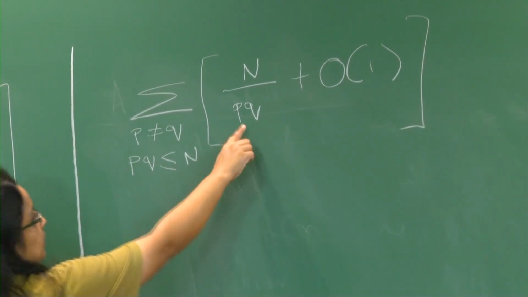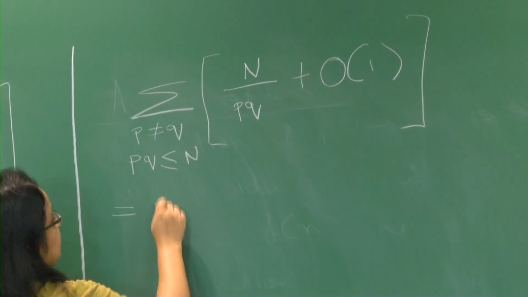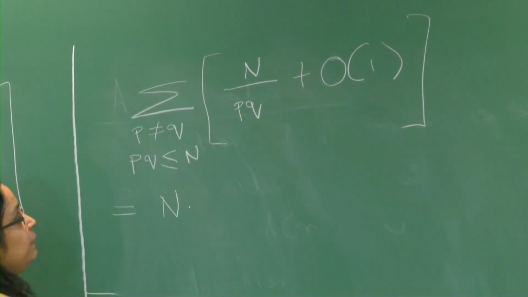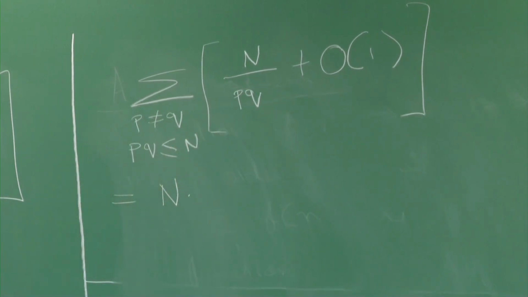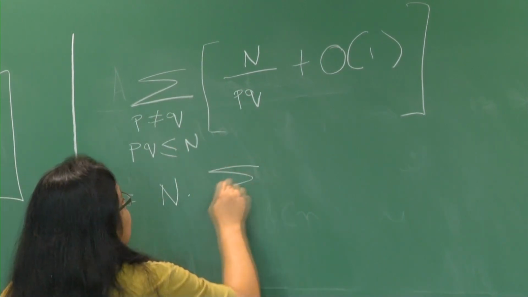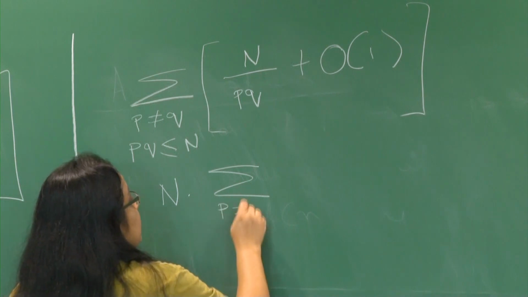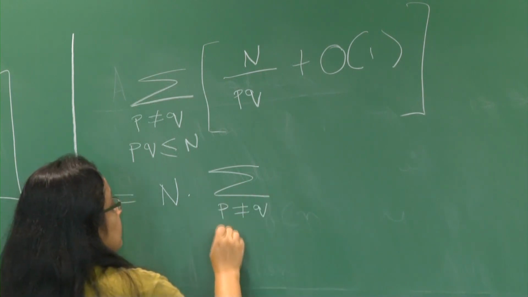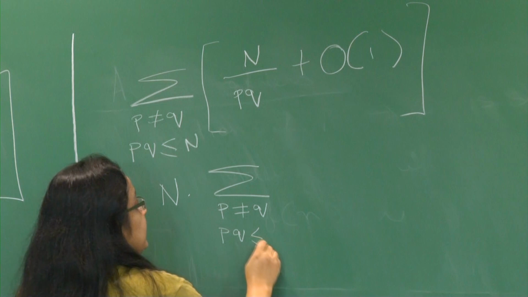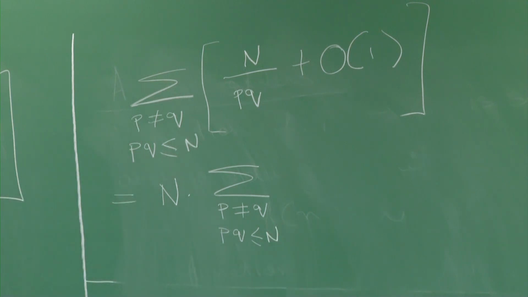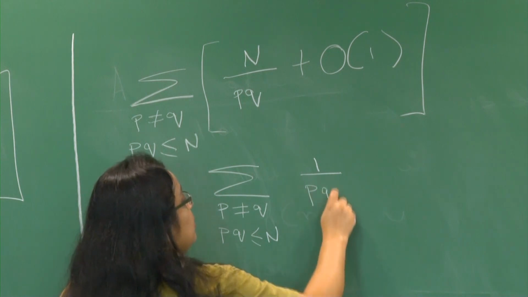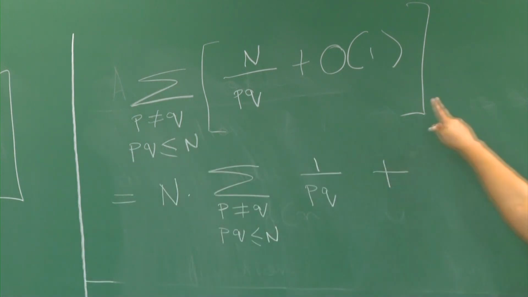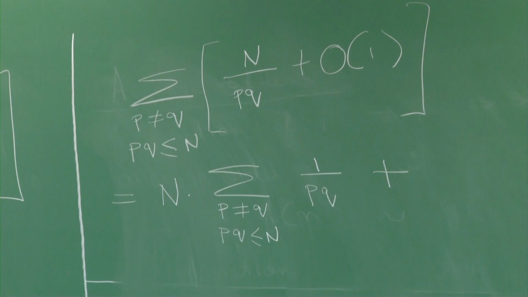So, this seems to be giving you the main term, provided you know that the error estimate is significantly smaller. So, what do you have here? All those p not equal to q, pq less than or equal to n, 1 over pq plus, let us look at the error term. This will not be too difficult to evaluate.